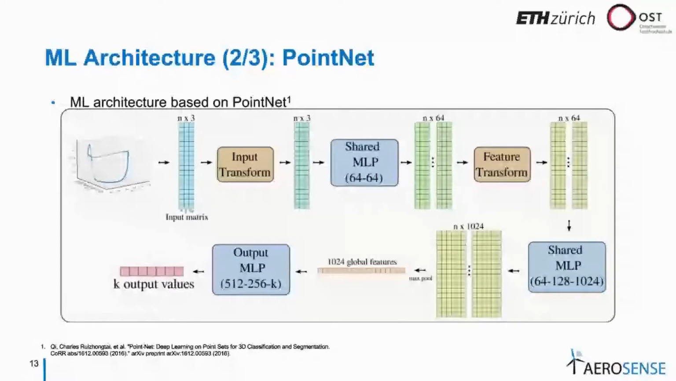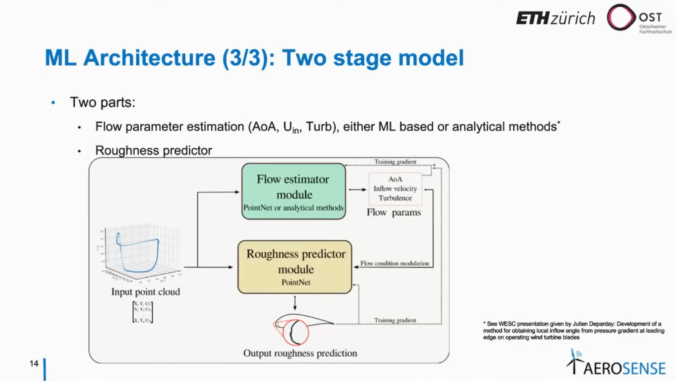So to go into detail on our machine learning architecture, which is based on PointNet. For PointNet, we have 2 transforms which are permutation invariant, and there are 2 shared multilayer perceptrons and 1 output multilayer perceptron. And at the end of all this process, you get however many output values that we would like to get based on the input. The architecture that I showed now is for one of these 2 modules that I show here.